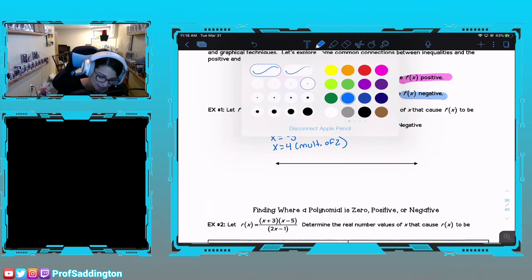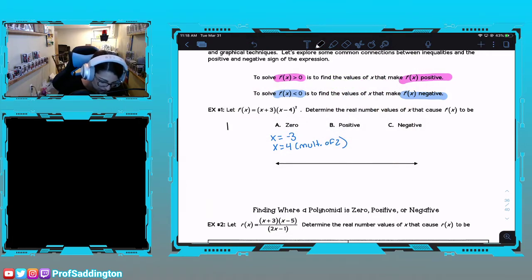Off to the side, I am just going to sketch a little diagram of it, because for me, having a visual is very helpful. So here's negative 3, and we'll say this is 4. We're going to use something called a sign table or sign line. We did this earlier in another lesson, and we're going to test the sign for y.